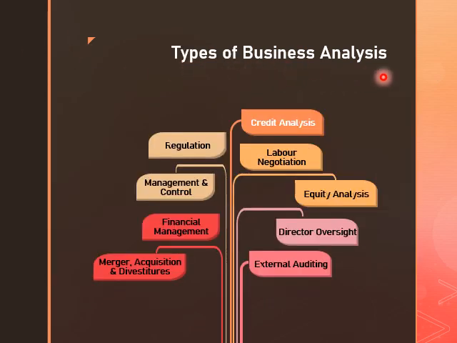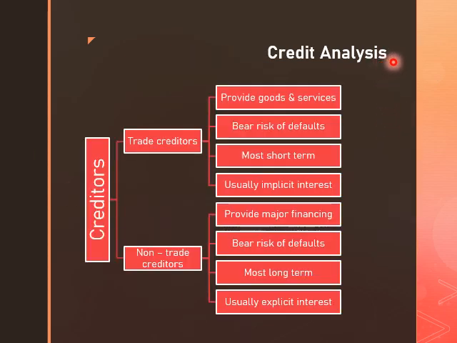These are some types of business analysis. Okay, kita akan tengok some of it. Okay, some of it may not be relevant to your course, so kita akan tengok some. So amongst all adalah the credit analysis, labor negotiation, equity analysis, director oversight, external auditing, merger, acquisition and divestitures, financial management, management and control, and also regulation. So yang ada dalam slide kita adalah few of this. So kita akan look in the next slide. The first one yang kita akan tengok adalah the credit analysis, right? So kita akan look at this one.